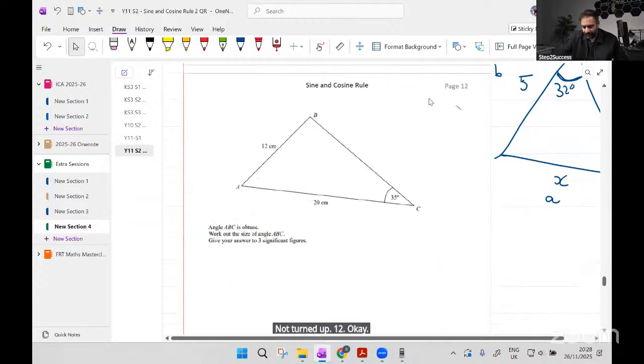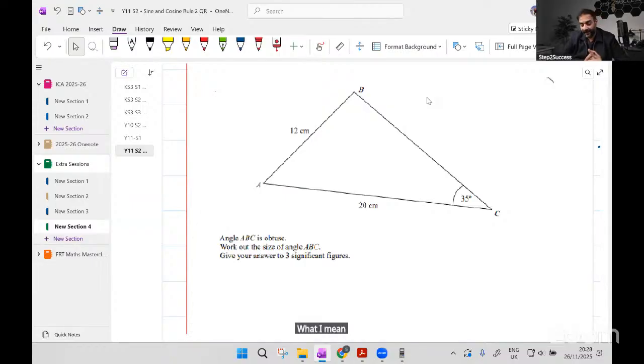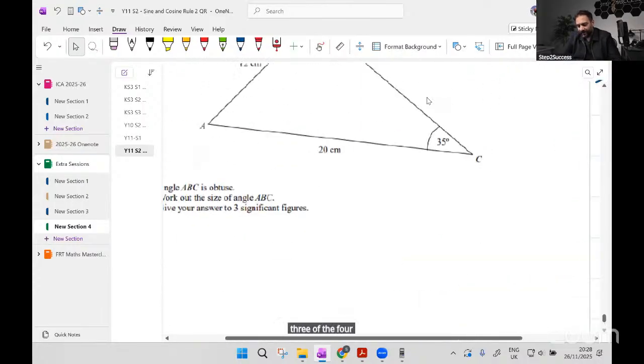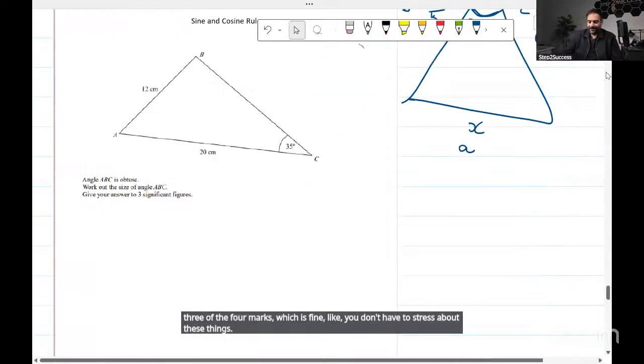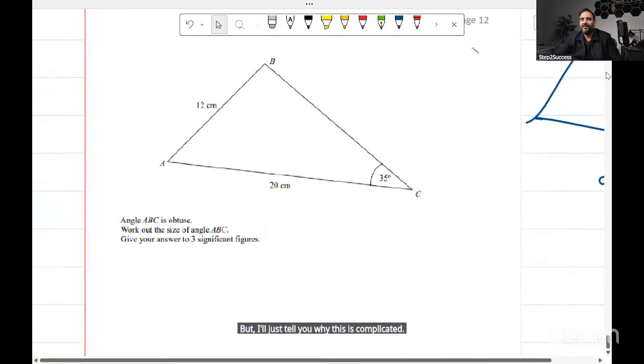Ah, that was the question I was referring to. It's quite complicated, this question. What I mean by complicated is that it's actually really easy to get three of the four marks, which is fine. You don't have to stress about these things. But I'll tell you why this is complicated, at least the very last mark.